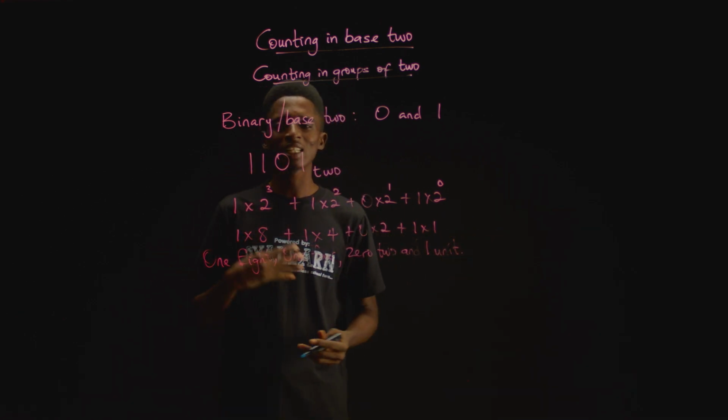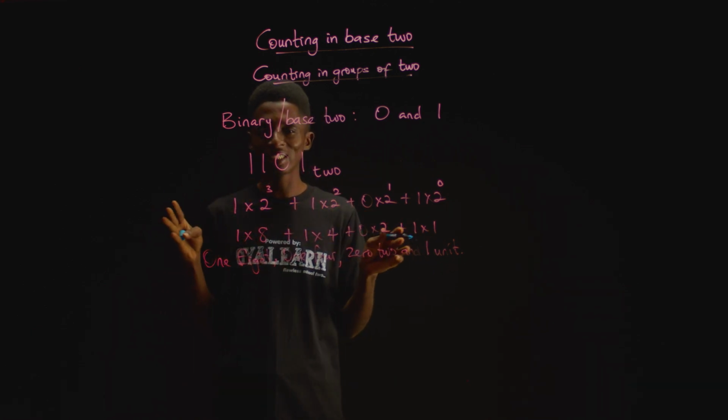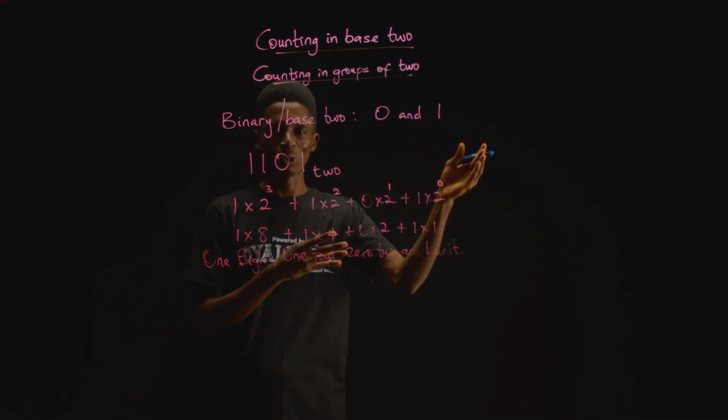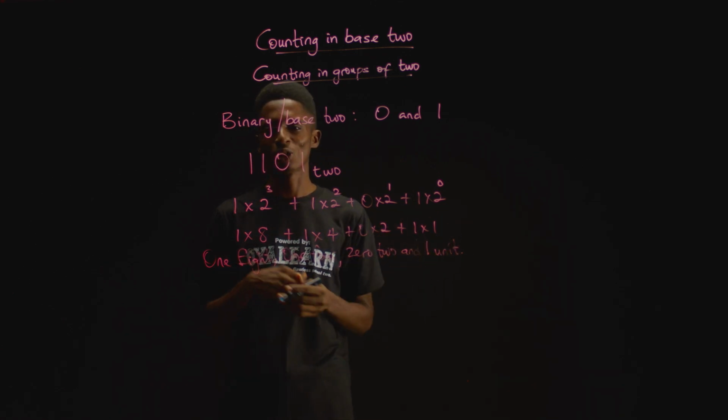So you can also try this by combining several numbers in base 2. Remember, the only digits you have to work with is 0 and 1. So arrange them in any order you feel like and then expand, just as we have done here.